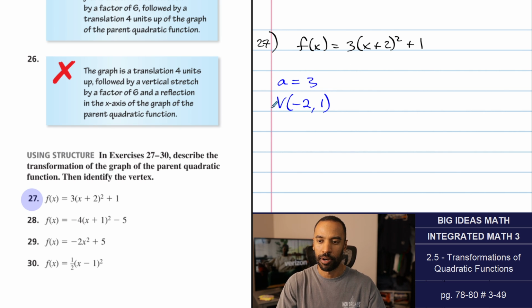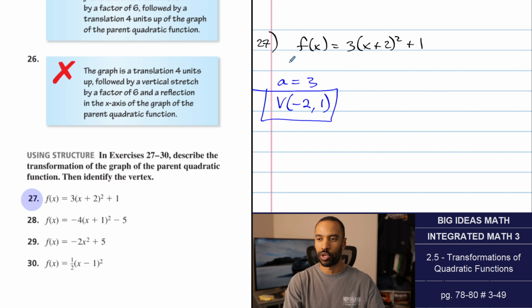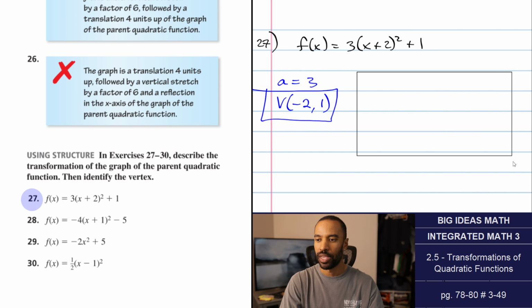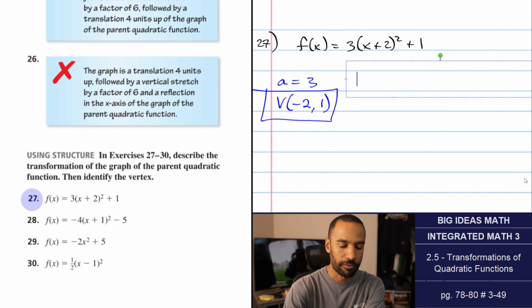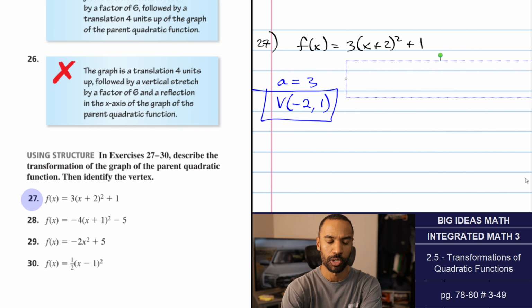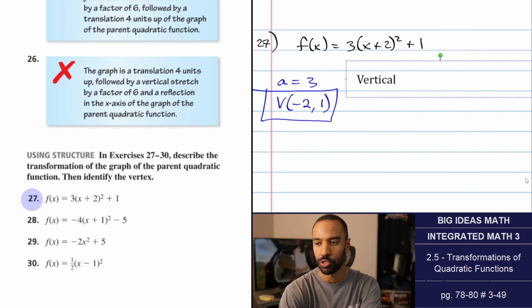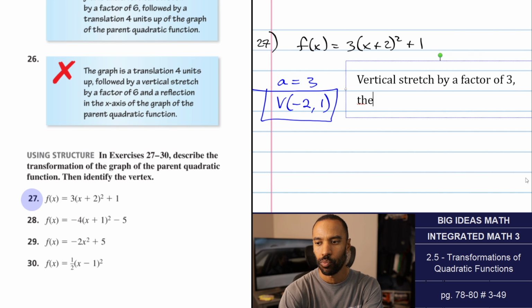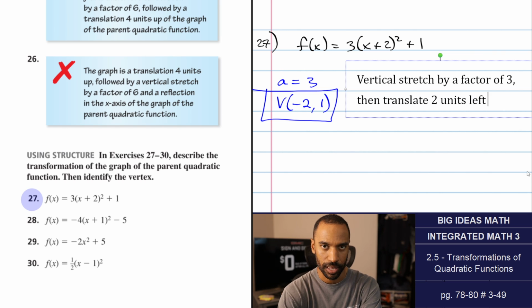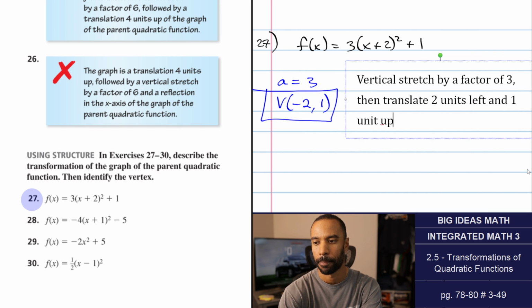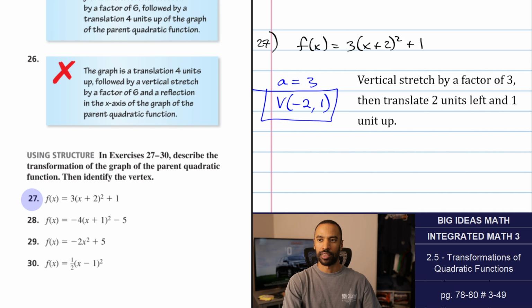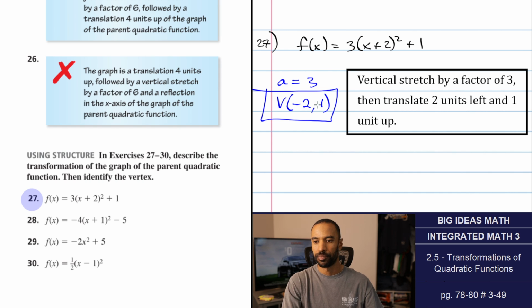I don't think that's a requirement of the question, but the transformation is a requirement, and I want to make sure you know both parts. Even though we plot the vertex first, we first mention the stretch. I just mentioned this on number 26. So there's a vertical stretch by a factor of 3. Then we translate 2 units left, and hopefully you know why it's left instead of right, and 1 unit up. So that's what we got to do on these problems as far as mentioning them. We got to do the description and identify the vertex.